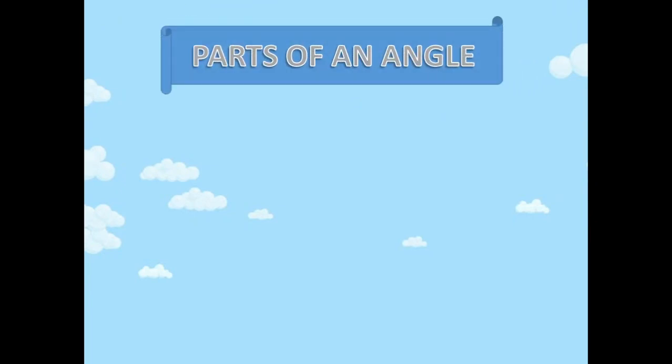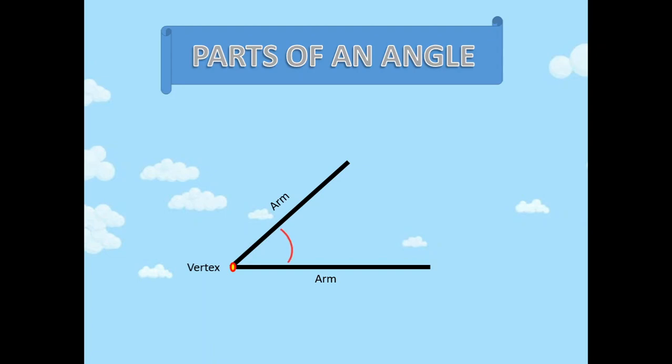Look at the picture. When 2 lines meet at a point, they form an angle. The two lines forming the angle are called arms of the angle. The point where they meet is called vertex. The space between the two arms marked in red is called an angle. It is measured in degrees. There are different types of angles. Let's study about them.